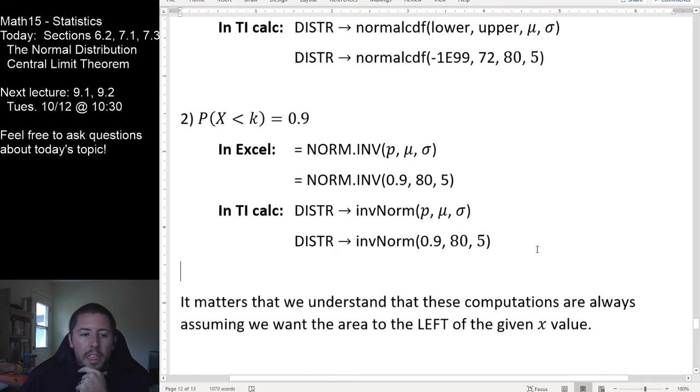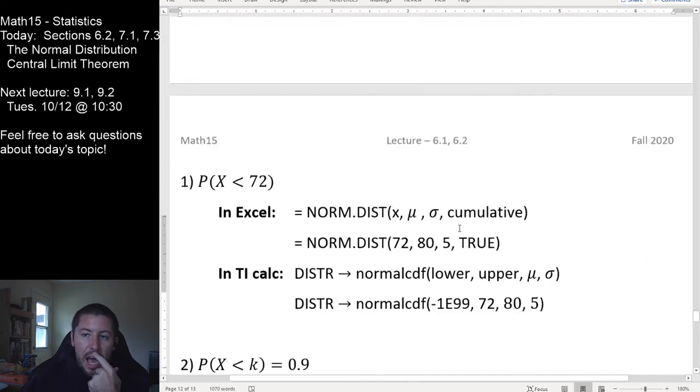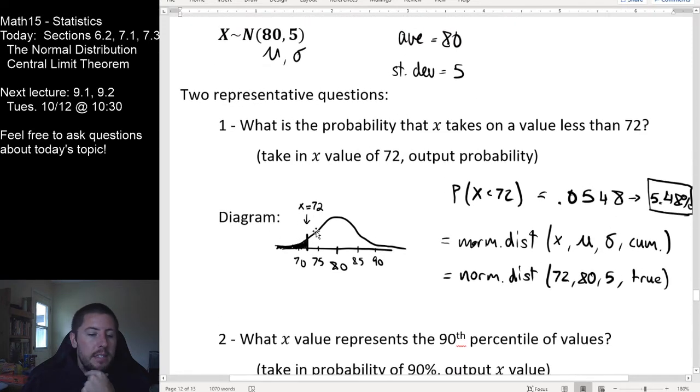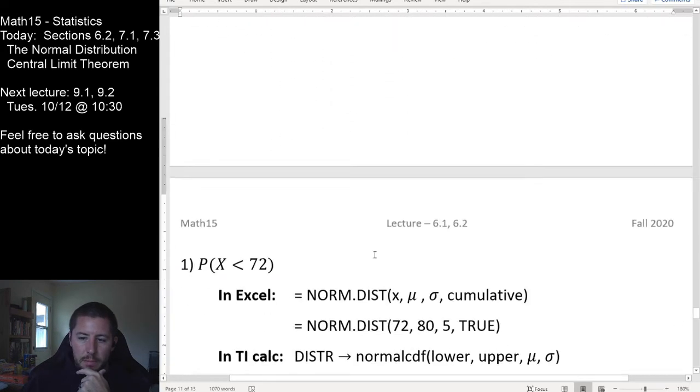So one thing that really matters here is that we understand that these computations are always based on the underlying assumption that the values of interest for us are always associated with areas to the left of the given X value. I set us up with an example right here where our area of interest was to the left of our X value of interest. If I would have instead stated this as what is the probability that X is greater than 72, then we need to stop and think a little bit more carefully about this. The less than situations are the ones where we can think less. The greater than situations are the ones where we have to stop and pay attention a little bit more here, all right?